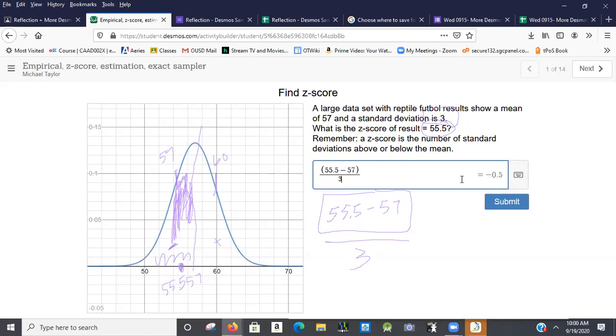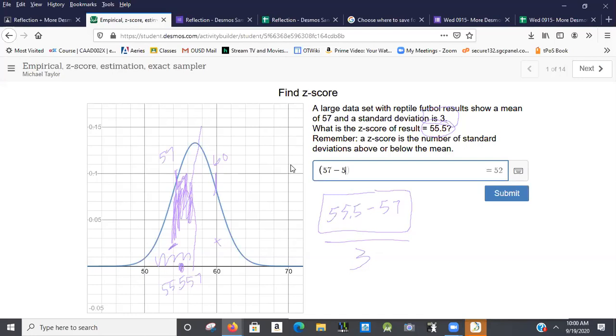It's negative. It's not quite a full standard deviation away. So that is how far it is in standard deviations. That's what a z-score is. How many standard deviations am I below, a negative standard deviation? How many standard deviations above? One last thing I'll just show.